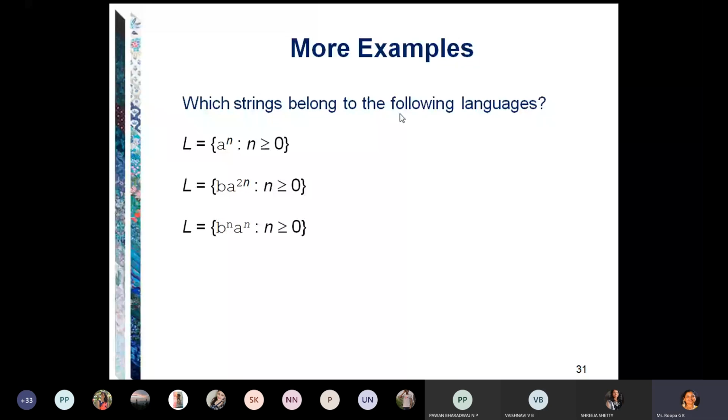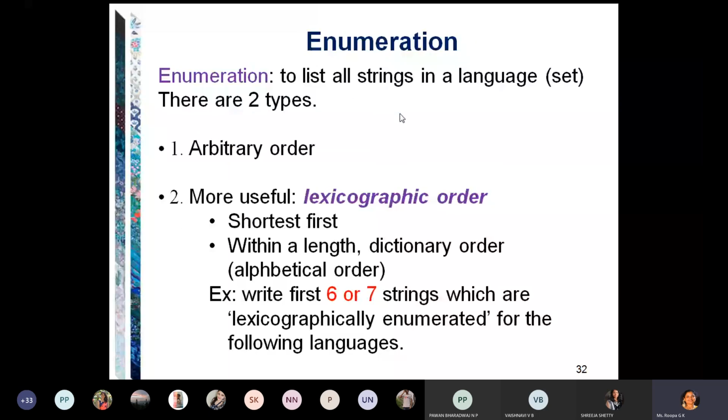Next, let us move. Enumeration. Enumeration means in general it is listing, right? So enumeration means listing all the strings in a language. Like we have listed in the previous one, B power n, A power n, then BA, BB, AA, like that. There are two ways. What are those two ways? One is arbitrary order. In any order we can write.